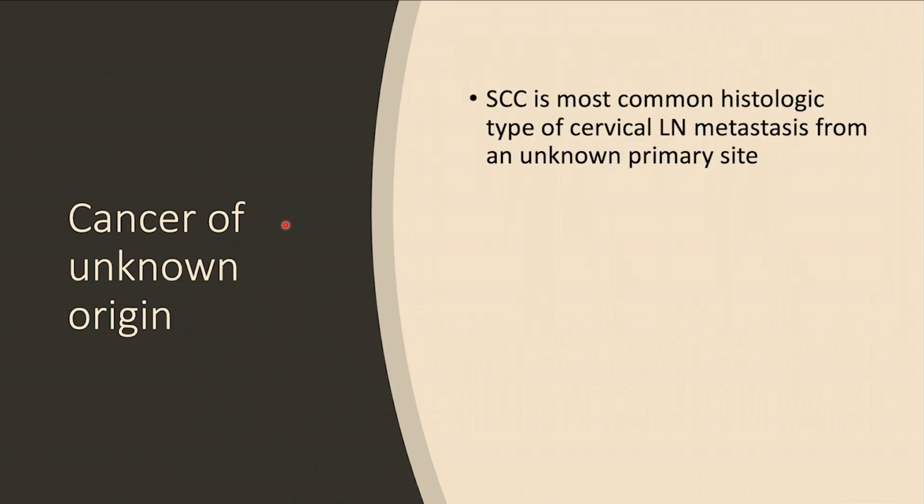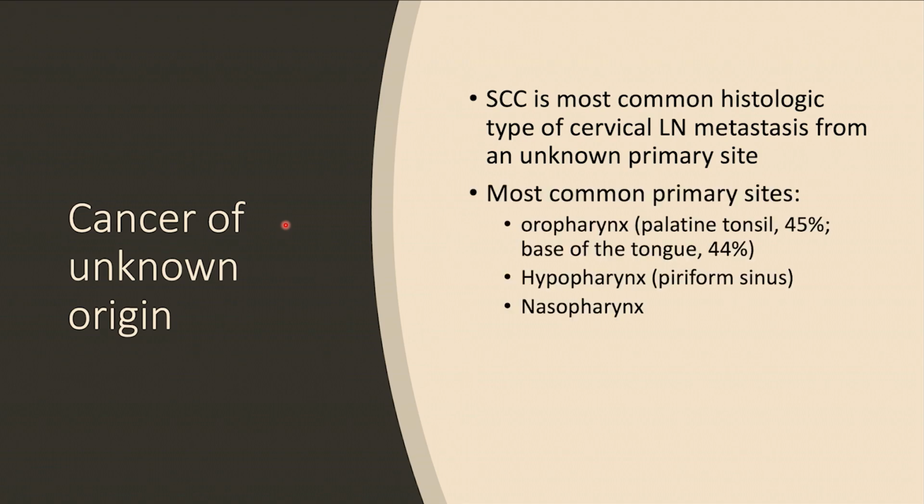Okay, so this is the last part of the talk because it's generally the most diagnostically challenging part of cervical lymph nodes. Now you have a lymph node or several lymph nodes that are enlarged and you cannot find a primary, okay? So it's usually squamous cell carcinoma, and these are almost always occult sites. So I'm going to explain one thing to you. The oropharynx, whether it's the palatine tonsils, base of tongue, hypopharynx, usually the piriform sinus, and the nasopharynx.